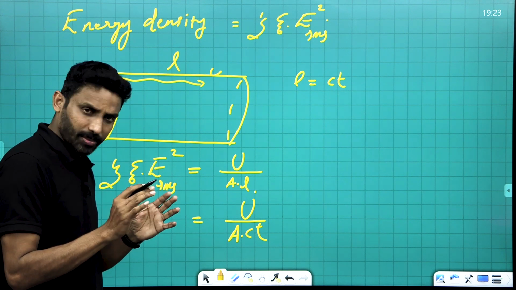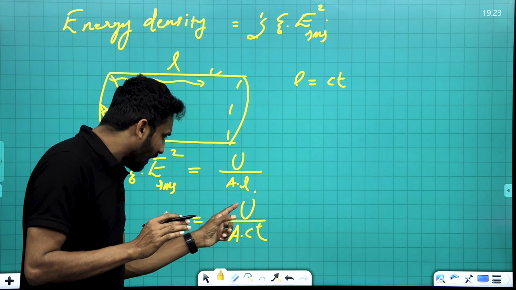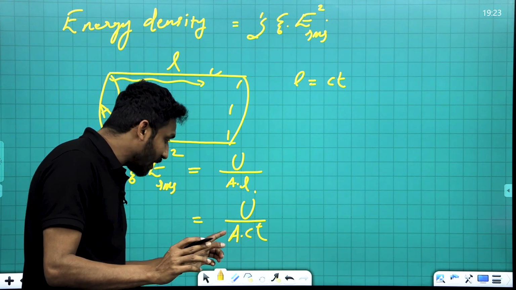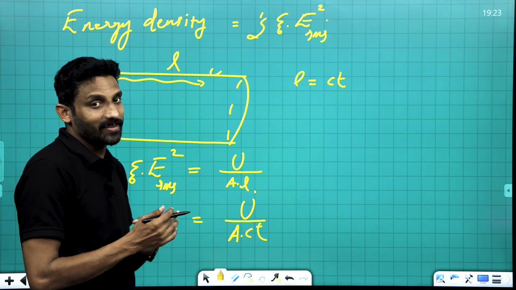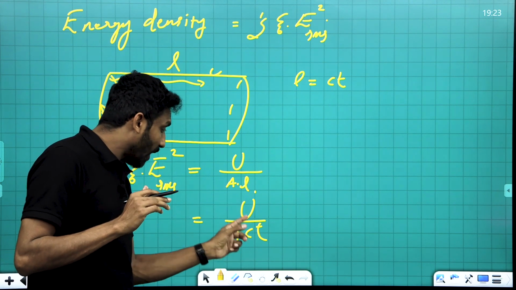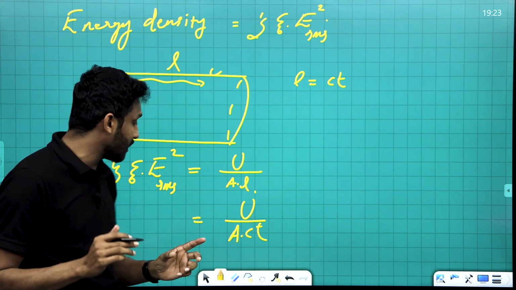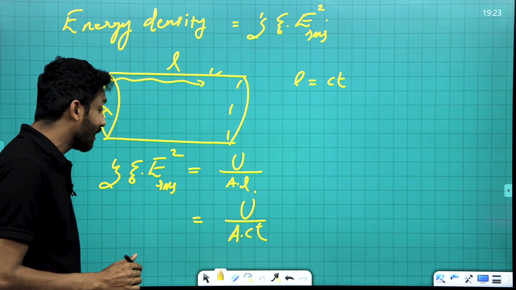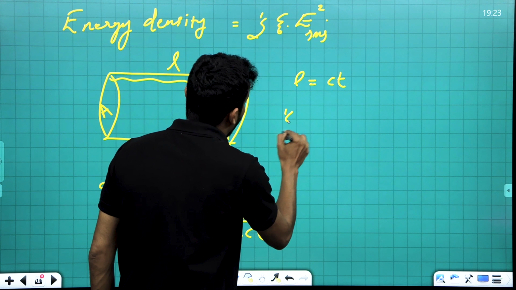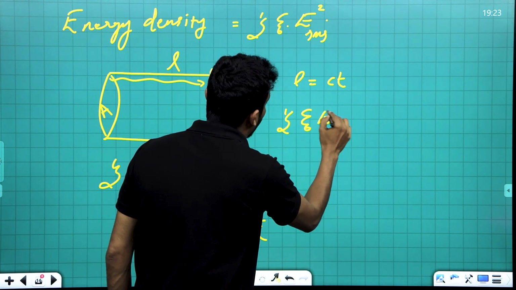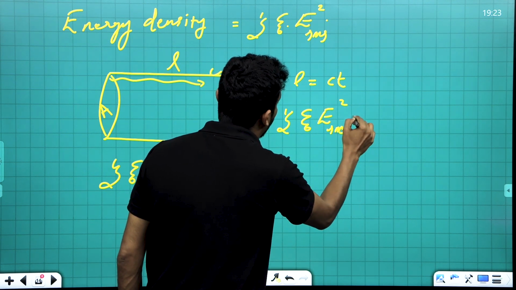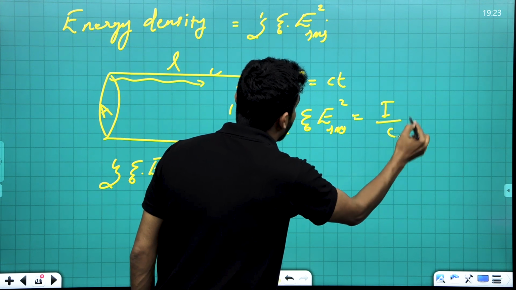Now you clearly observe what this is. U by t is power, and power divided by area is intensity. So this value is I by C. You understood it? Half into epsilon naught into E RMS square is equal to I by C.